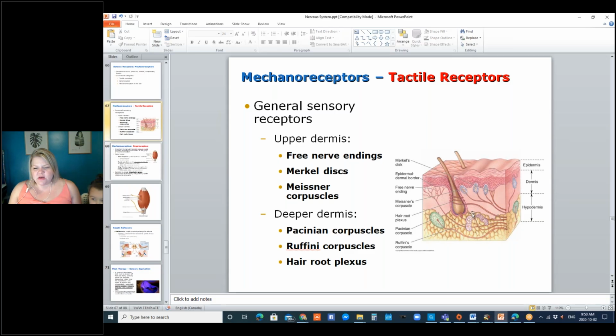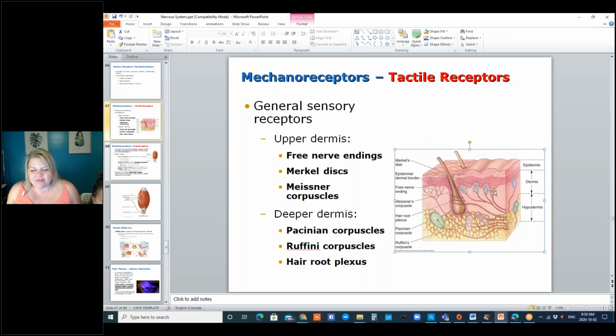Merkel discs, which are located right here. Oh, I'm sorry, I'm getting confused. They're depicting it here as this one, those little larger bulbs. And then the Meissner corpuscles, which I was pointing to earlier.